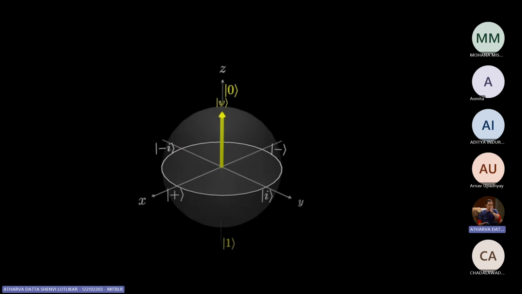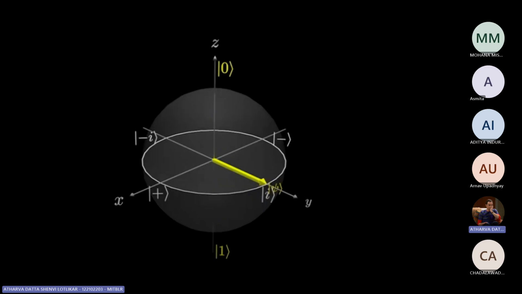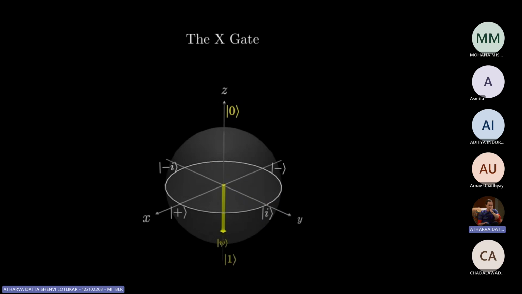Okay, so let's just consider a vector, as shown here. It's at the tip of the sphere on the north, and it's 0. If you apply the X gate to it, which is also called the NOT operator, it'll just flip. So the X gate basically just flips a vector as shown here. If this was the original one, this is the flipped one. So this is the purpose of the X gate.